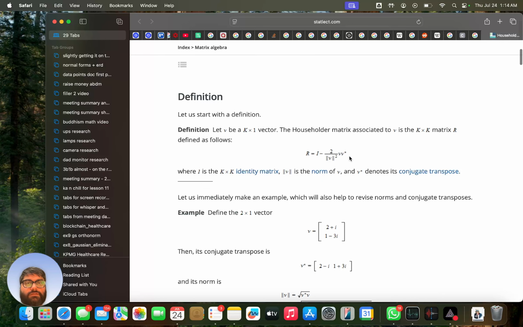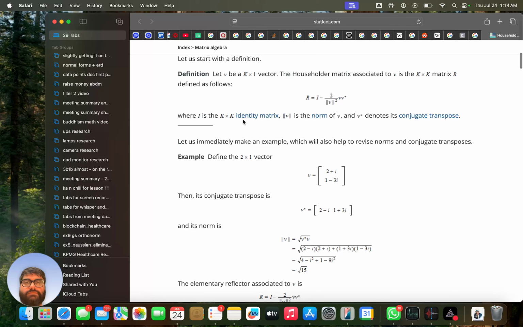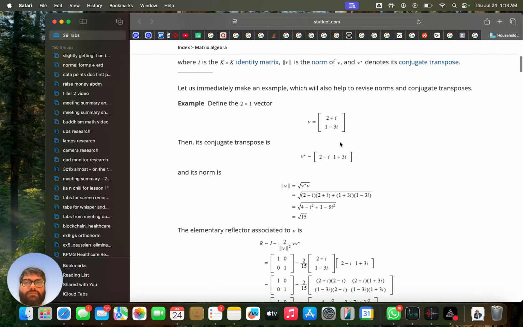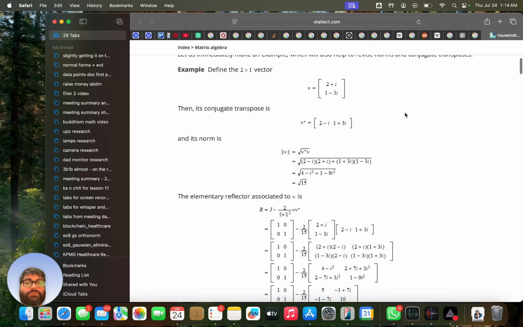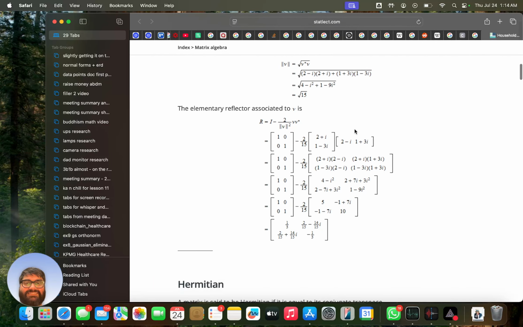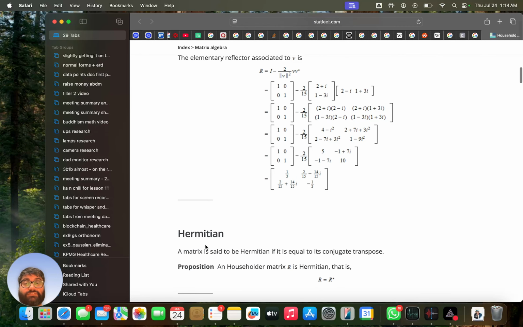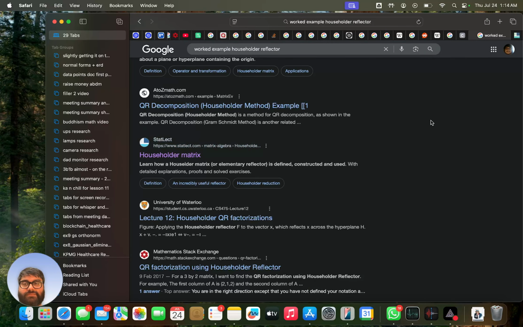Two outer product B normalized, the K by K identity matrix. Oh, this is doing it with complex numbers, right? Even better. Yeah, a Hermitian matrix is basically a symmetric matrix when we're looking at complex numbers.